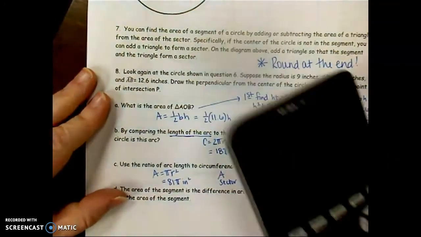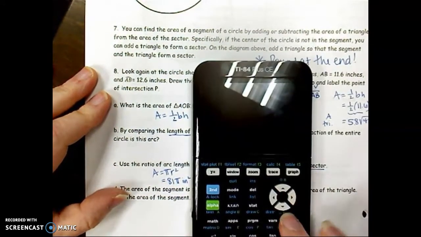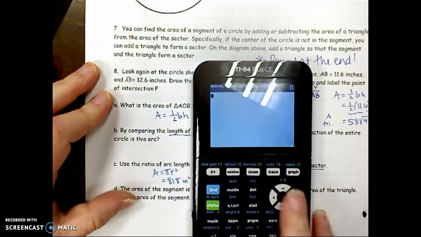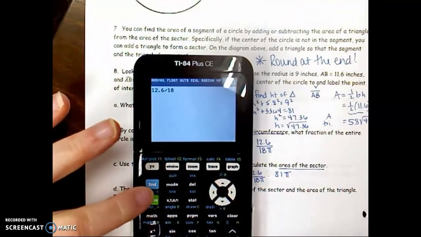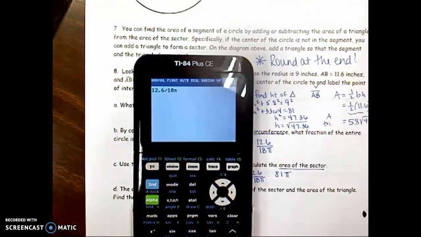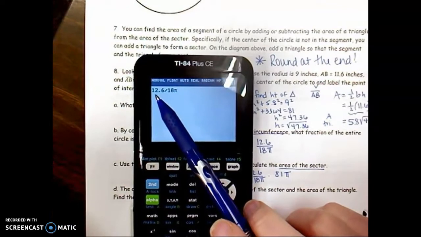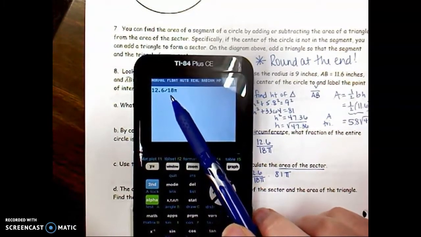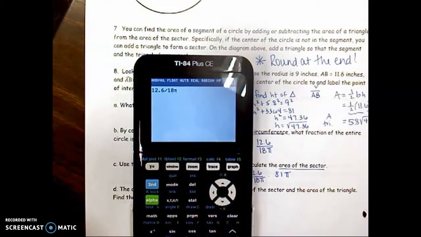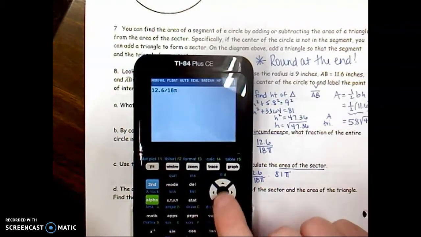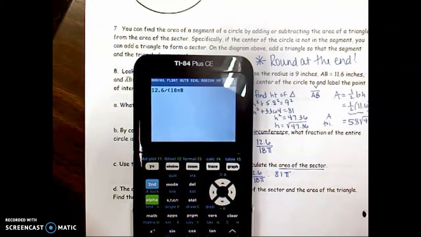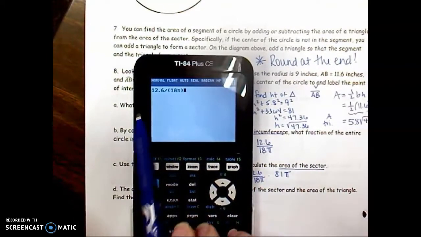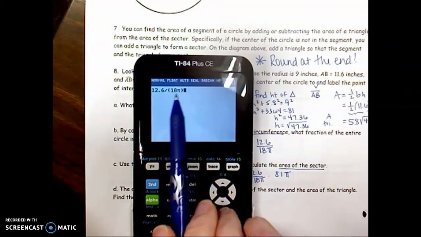Now, I do want to show you something to be careful about when you put this in your calculator. Do not put in your calculator 12.6 divided by 18 pi like this. The reason you can't put it in your calculator like this is your calculator thinks the only thing you're dividing 12.6 by is 18, and then you're multiplying that answer times pi. And that's not what you want. You want 12.6 divided by that product. And so you need to put the 18 pi inside parentheses, and now your calculator knows, oh, you want me to divide this by that product.